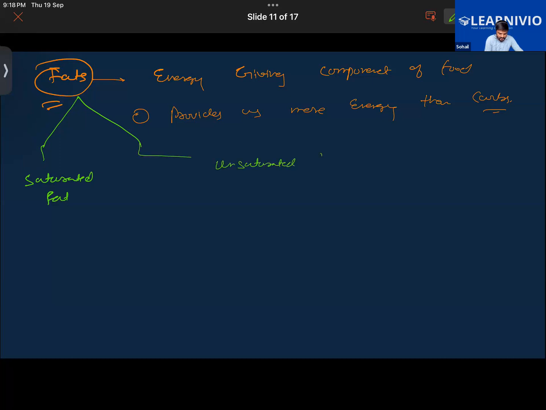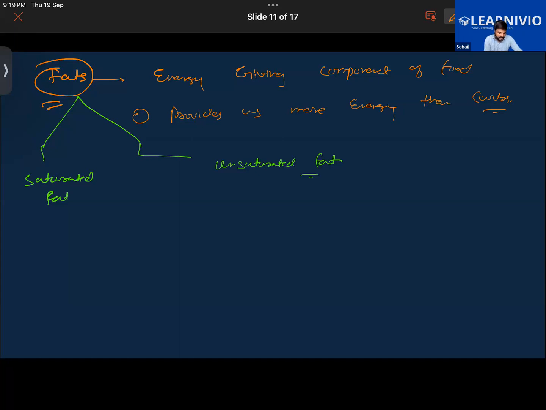Okay, let's take an example. If you take an animal fat, like I gave the example earlier, you might have seen that if some meat is cooked, and that meat has some fat in it, the gravy will become solid after some time if you put it in a refrigerator. But let's say you have taken mustard oil, which is a vegetable oil. Does it ever saturate and become solid? No, sir. Okay, so you can understand it with this example.